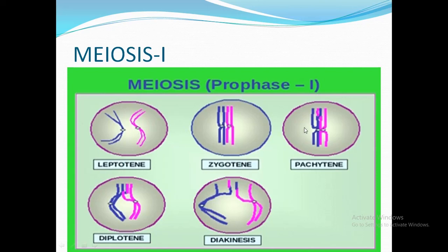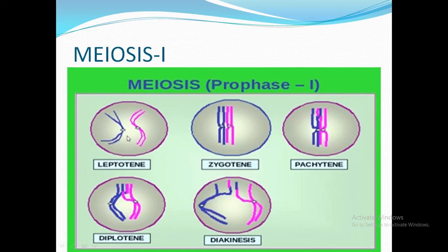Now, this does not occur in the case of mitosis. The events which occur in prophase 1 occur only in meiosis, not in mitosis. These are the subphases of prophase 1. Now, let's discuss these one by one.